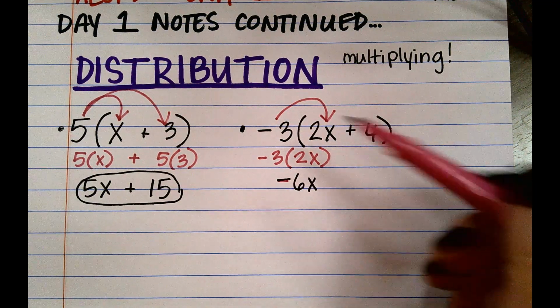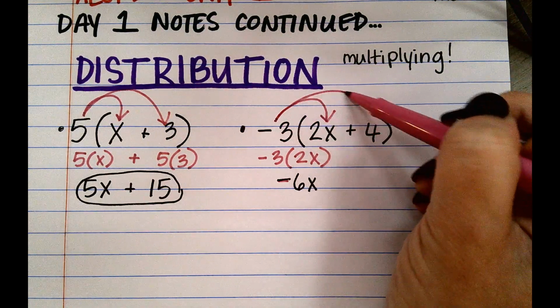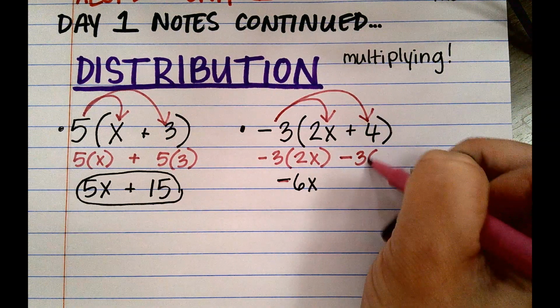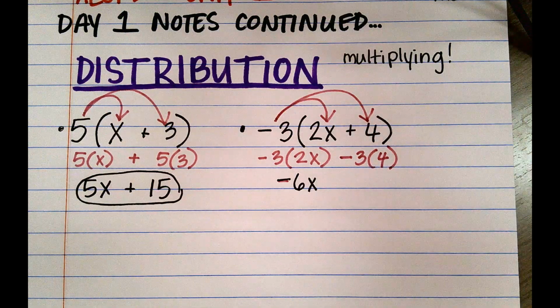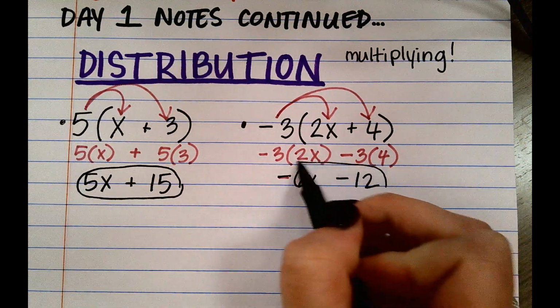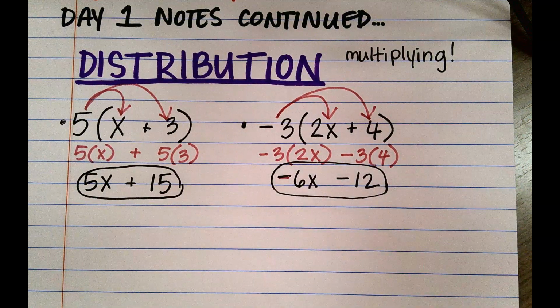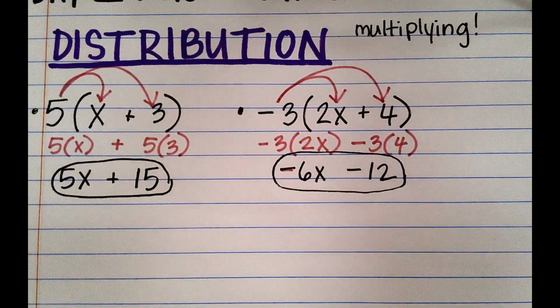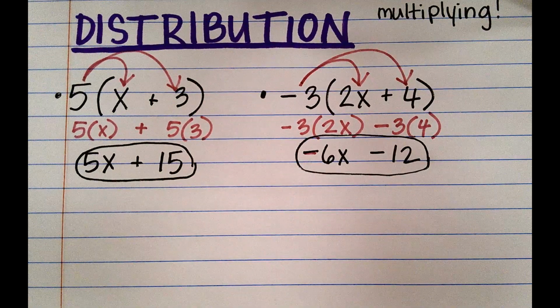And -3 times 4. So -3 times 4. Good. That is -12. And that's it. That's your answer. -6x minus 12. Not so bad, huh? Not so bad.